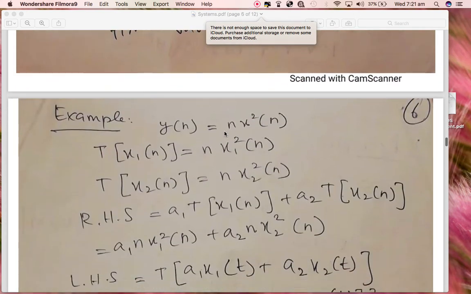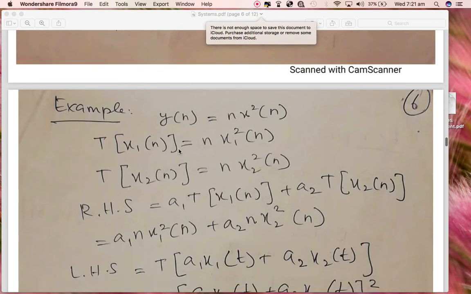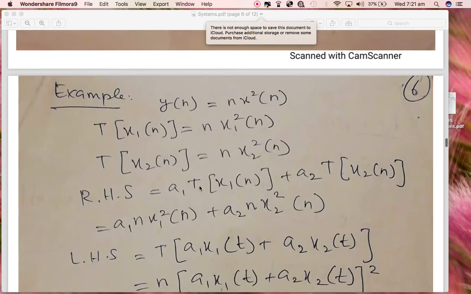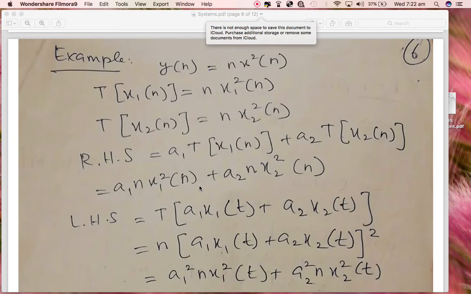If we have this kind of equation, then we first do the calculation of the linearity condition. For that, if this system has two inputs x1(n) and x2(n), then, keeping in consideration this response equation of the system, we see that the system is taking the square of the input and multiplying it with some n value, and for both the inputs it is doing the same thing. We put these values on the right hand side of the linearity equation to get this kind of answer.